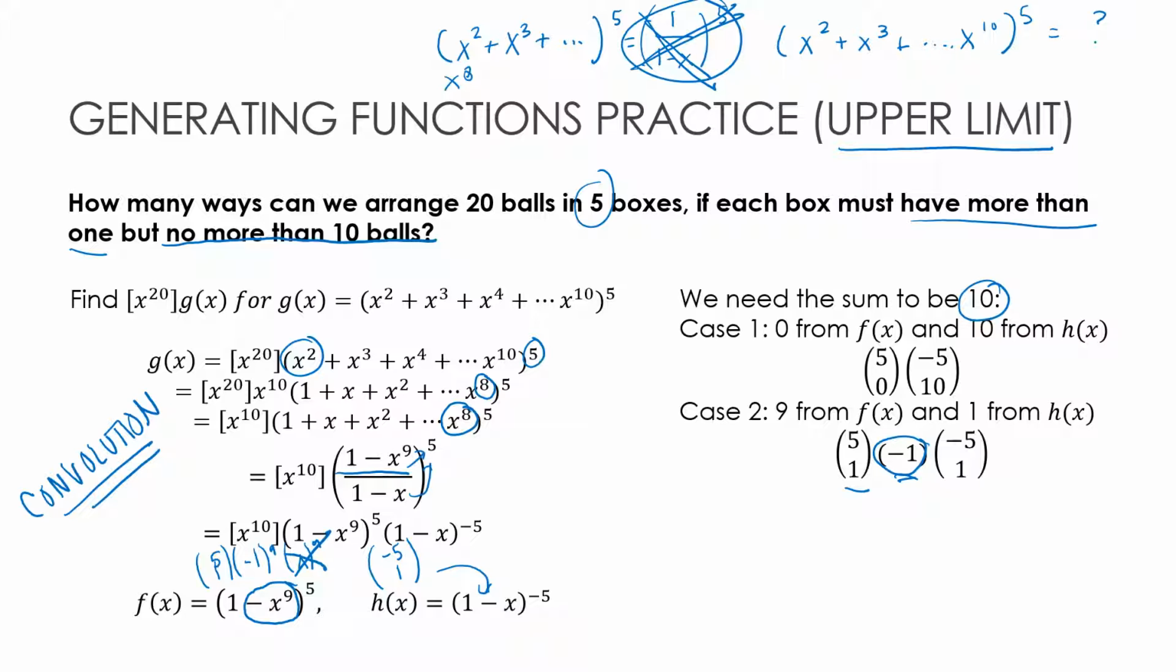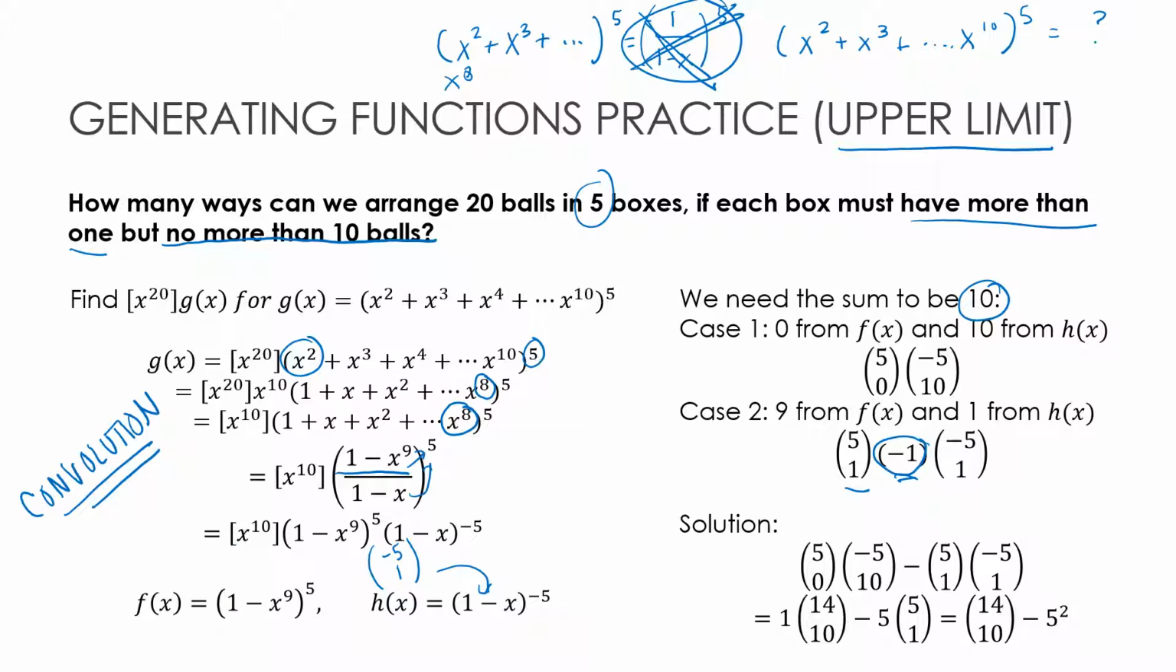Do I have to keep going? Well, I need the sum to be 10. So what if I did 5 choose 2? Well, 5 choose 2 would mean that I have negative x to the 9th squared. That's 18. I need the sum to be 10, so I don't need to keep going. I'm done with my cases.